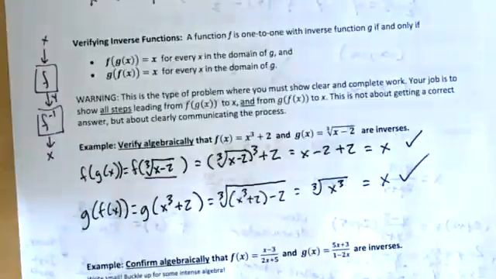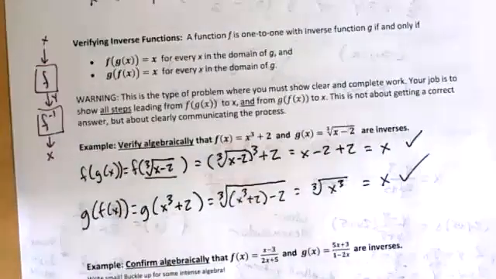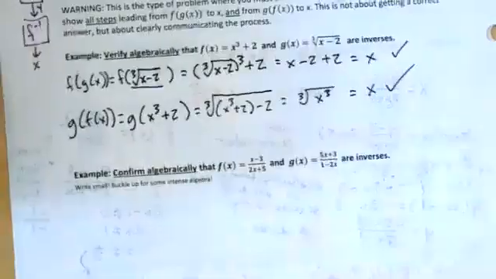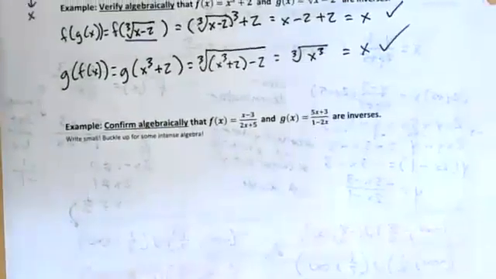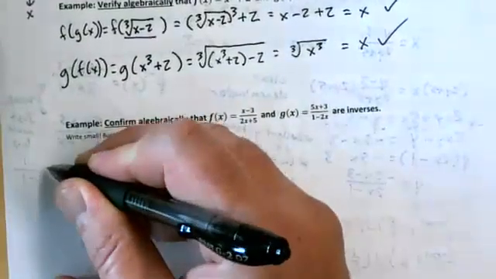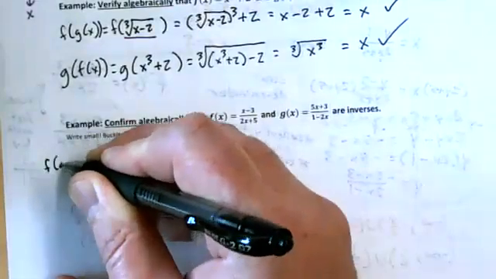Fair warning, this next one is messy. There's some real deal intense algebra here. I think it's pretty awesome. We'll see what you guys think. I'm going to write kind of small because it's going to take a little bit of work here. So we're going to do the same process here. We're going to do f of g of x.